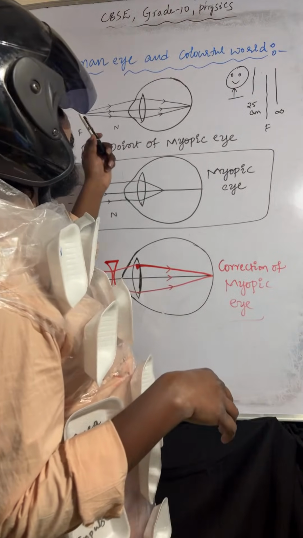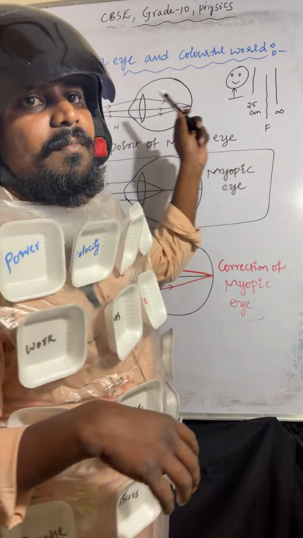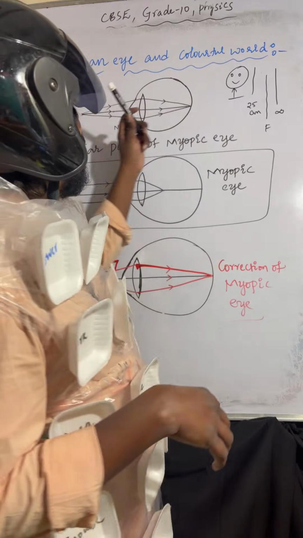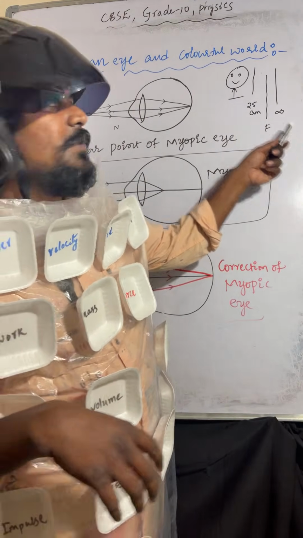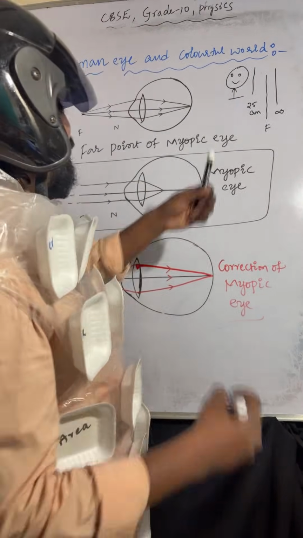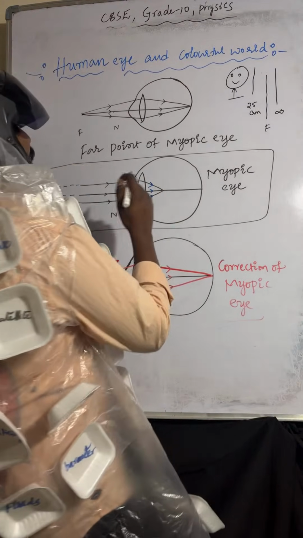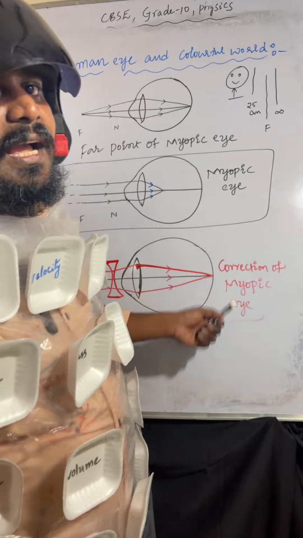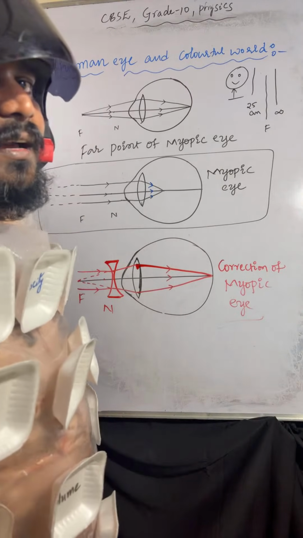So these are the light rays. I am drawing the far point of the myopic eye. Check once the diagram. If the light rays are coming from this point, we can see. And here you can observe, if the light rays are coming from infinity, those light rays will meet in front of the retina. So check once the diagrams. Take the help of the textbook and check the diagrams.